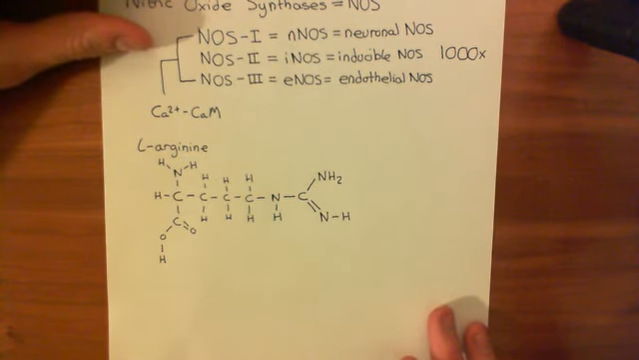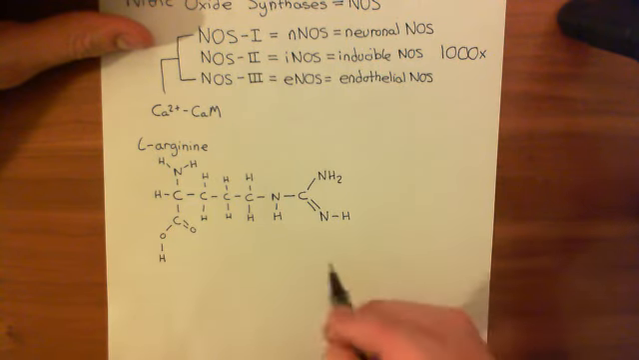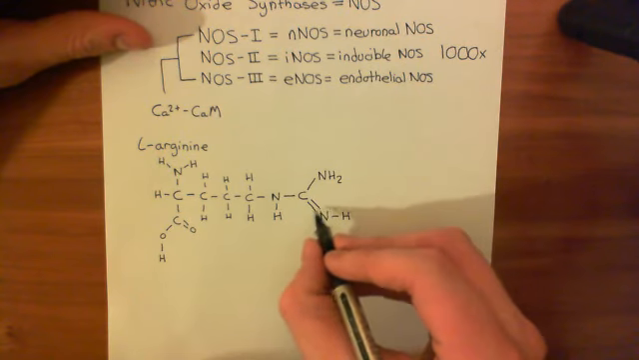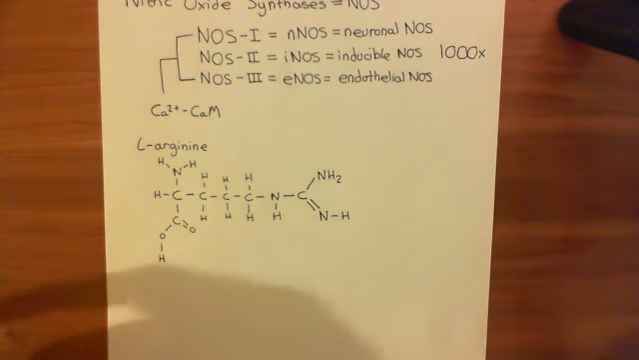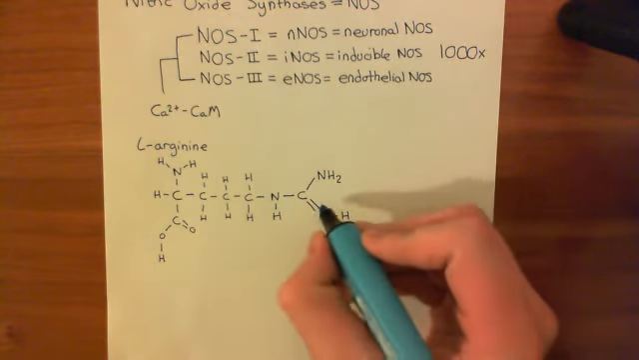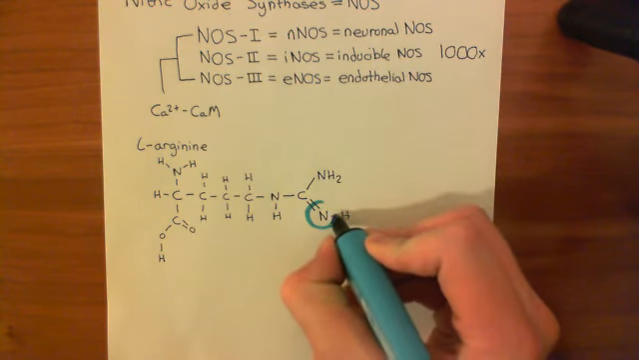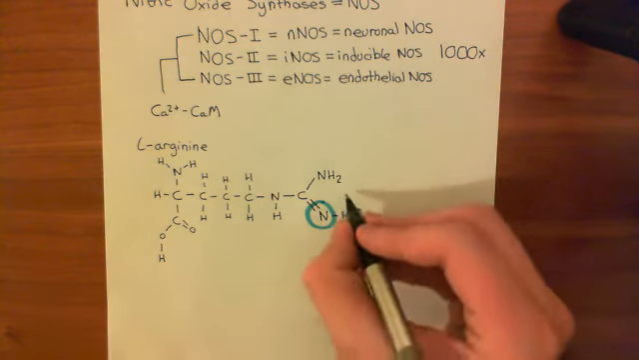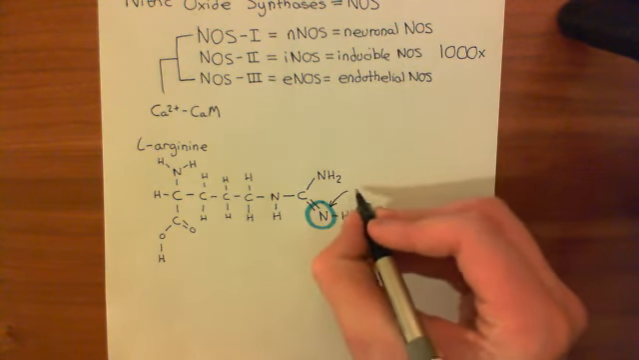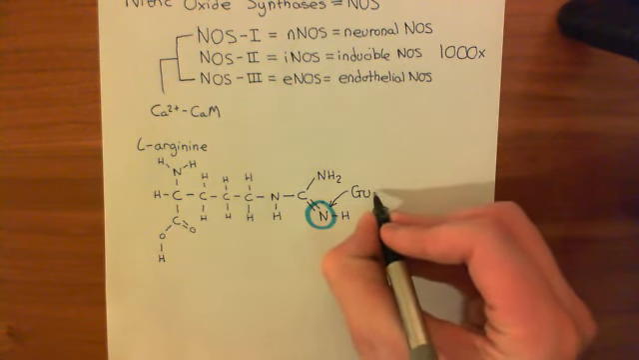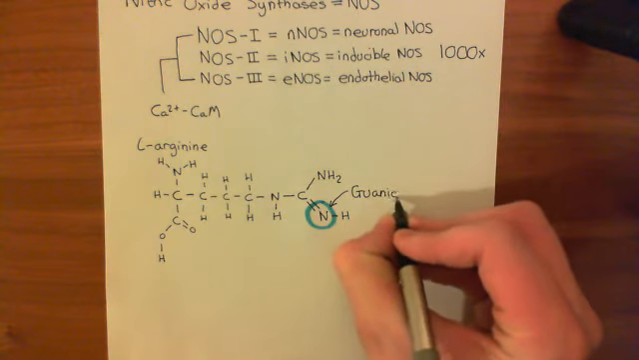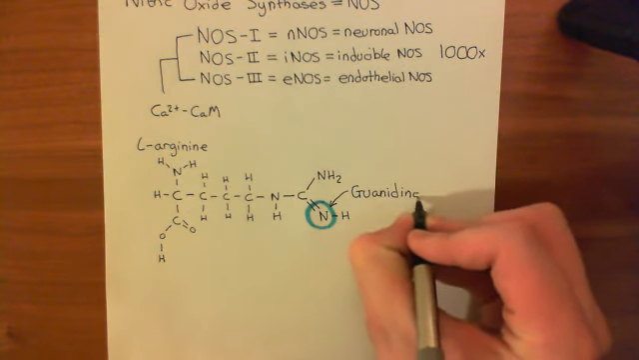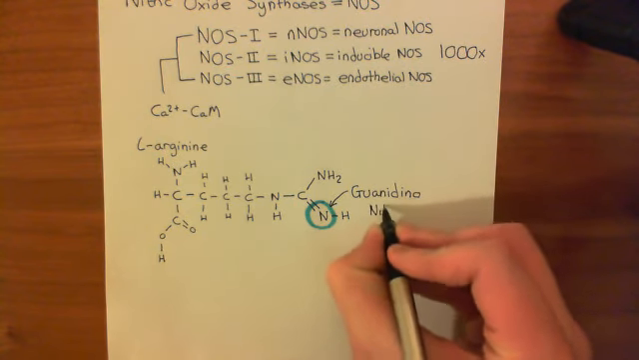Now, I just want to tell you a bit of terminology. This nitrogen here, this nitrogen that is double bonded to the carbon here, which I've circled now in blue, has a funny old name. It's known as the guanidino nitrogen. So this is the guanidino nitrogen of arginine, of L-arginine, the guanidino nitrogen.